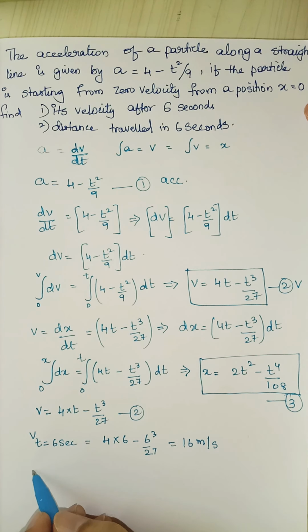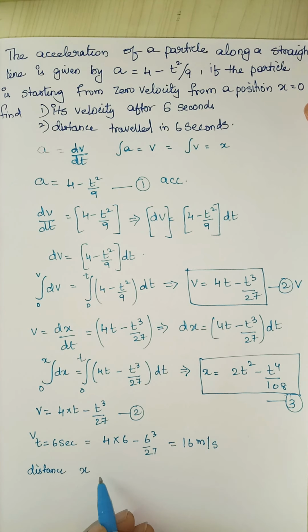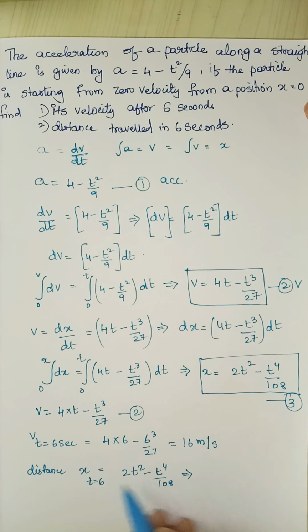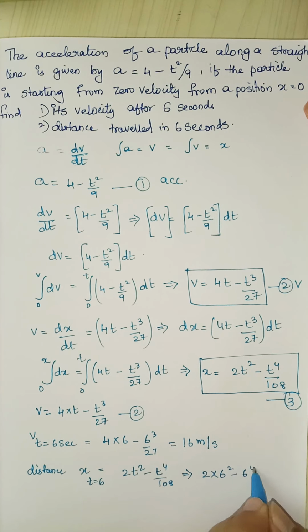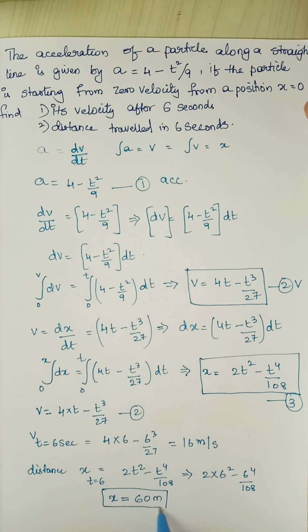Similarly, distance traveled x, when t = 6 seconds, is equal to 2t² - t⁴/108. This particular equation. Now substituting the value t = 6 seconds here: 2 into 6² minus 6⁴ divided by 108. We'll get displacement or distance traveled x, which is equal to 60 meters. Now these are the required answers.